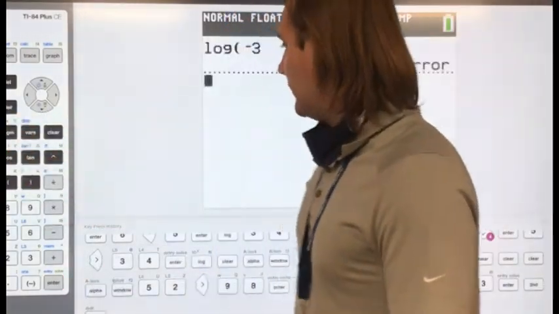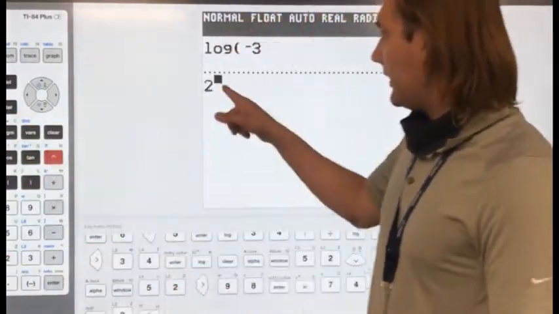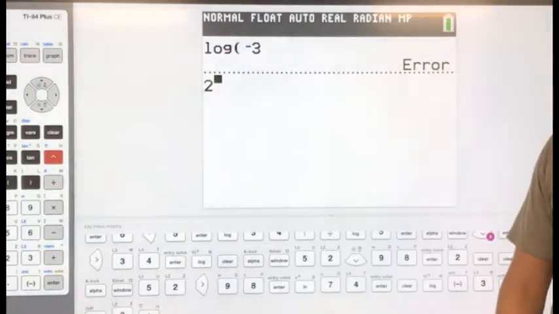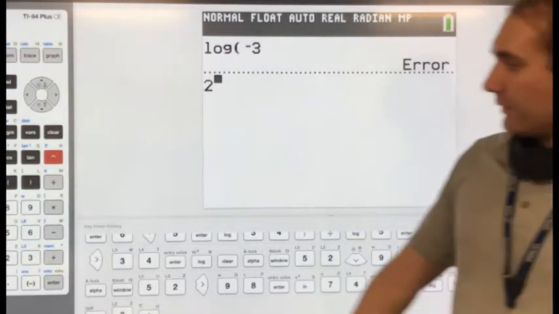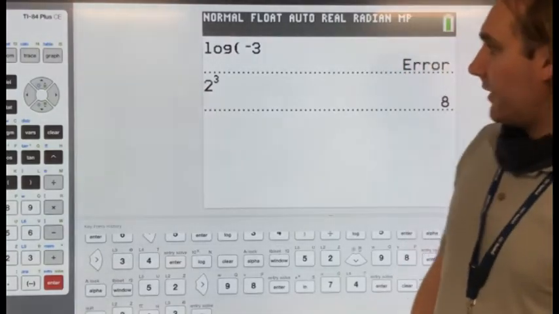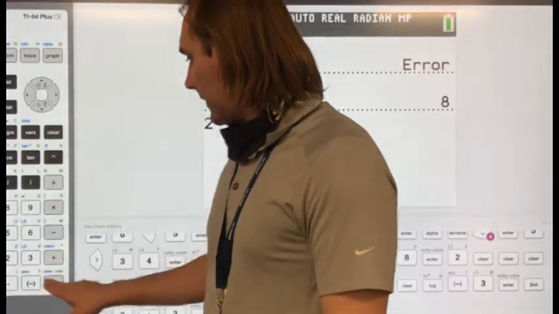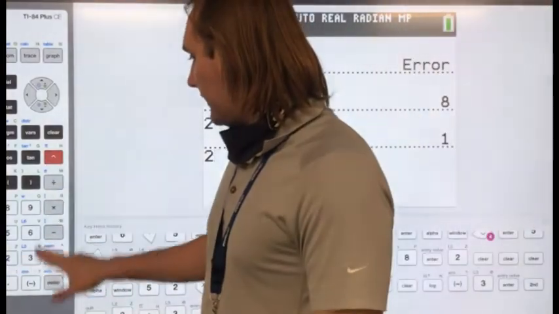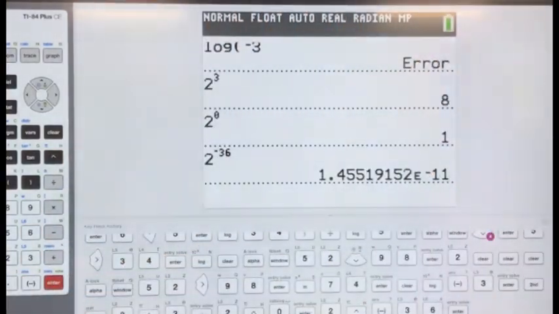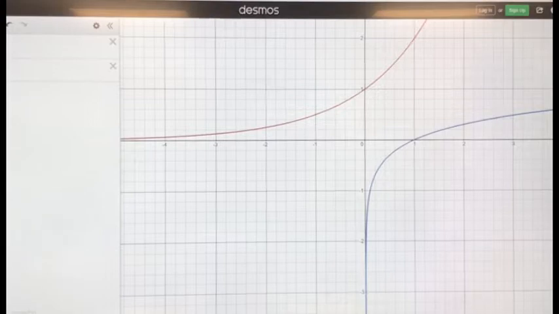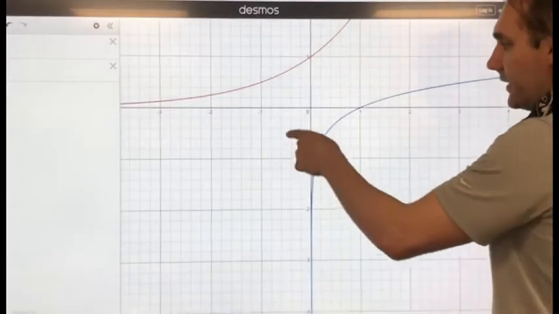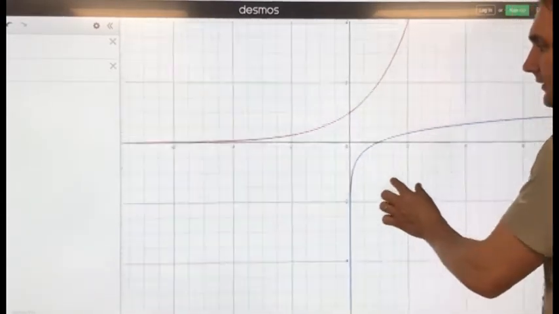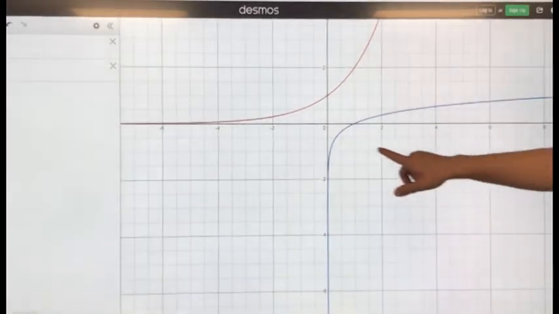The reason why is because I can't take a number and raise it to a power and get a negative out of that. If I raise it to a positive power, I get a positive number. If I raise it to 0, I get 1. Anything to the power of 0 is 1. And if I raise it to any negative number, it's still a positive number. It's just a really small positive number. So you cannot get any negative x value. You cannot plug in any negative x value into log. It'll crash, as you see here with my graph.